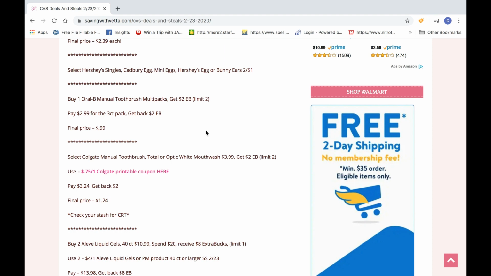Select Colgate toothbrush or mouthwash, $3.99. Get $2 extra buck back. We do have a 75-cent Colgate printable, the toothpaste and the toothbrush. So you'll pay $3.24, get $2 back, making these $1.24 each.